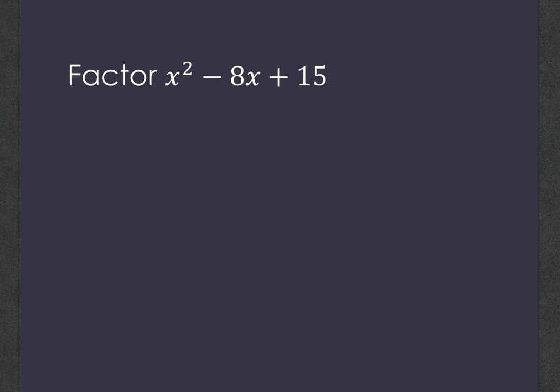All right, last term's positive, middle term's negative. What's that mean? They're both negative, so it's going to be a -1 and a -15, a -3 and a -5. That one's the one that works.